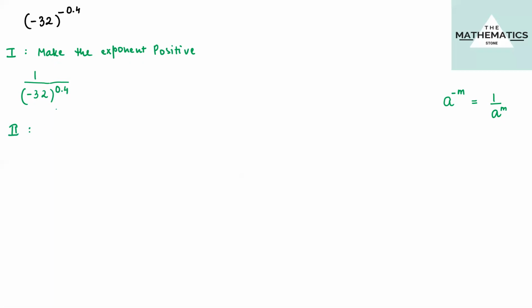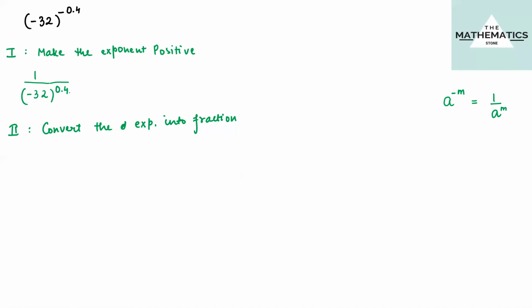Now your second step is going to be to convert the exponent into a fraction. Right now your exponent is in decimal, so you cannot evaluate its value. You cannot evaluate this expression when you have a decimal exponent. So you need to convert it into a fraction.